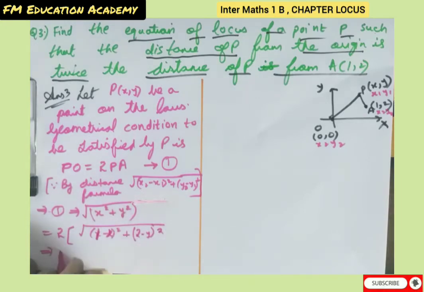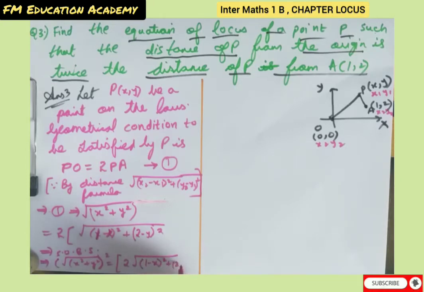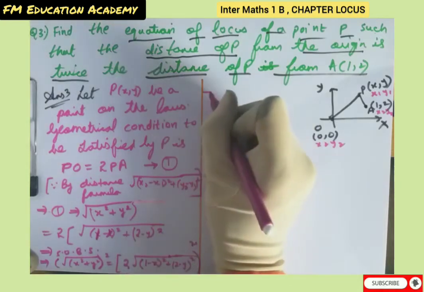So now we'll square on both sides. When we square on both sides here, we should be very careful. Here the root will get cancelled. So root of x square plus y square, whole square, will become equal to 2 into root of (1 minus x) whole square plus (2 minus y) whole square. When we square here, this square belongs to 2 as well as to the root. Don't forget to open this 2 square. So what will it become?